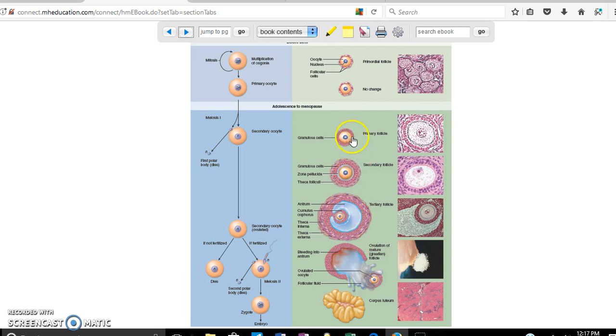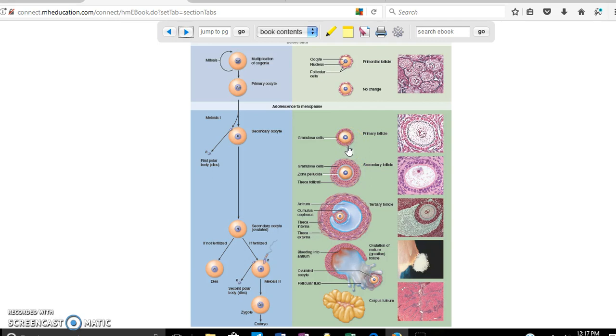These 3 steps, up to day 14, is called the follicular phase in the ovary. This is ovulation, and this is the luteal phase, from basically day, we can say 18, until the end of the month. This is what happens with the cells.